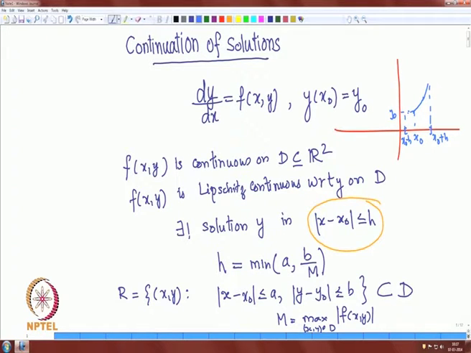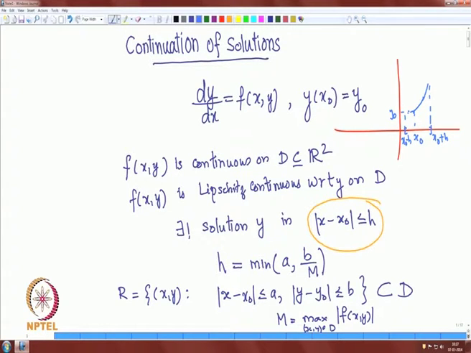So, the natural question is, what about the solution outside this interval, to the right side of x 0 plus h and to the left hand side of x 0 minus h? Can we continue? Can we extend the solution towards the right and towards the left? If it is possible, we say the solution can be continued, and if it can be continued indefinitely, that is for all x, then we say the solution is defined for all x on the x axis.